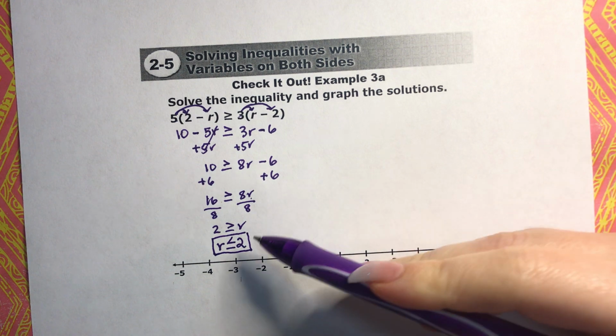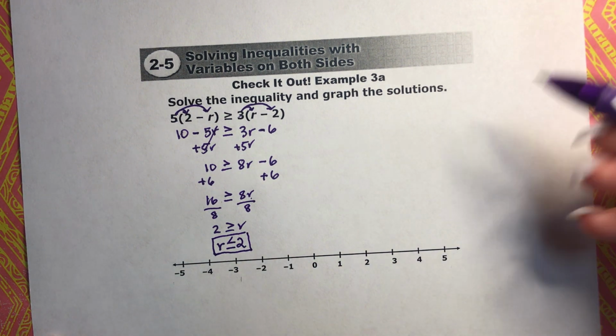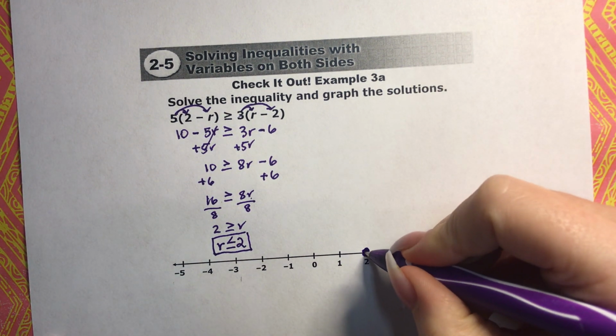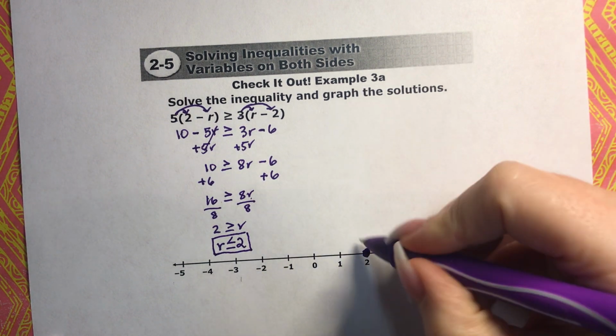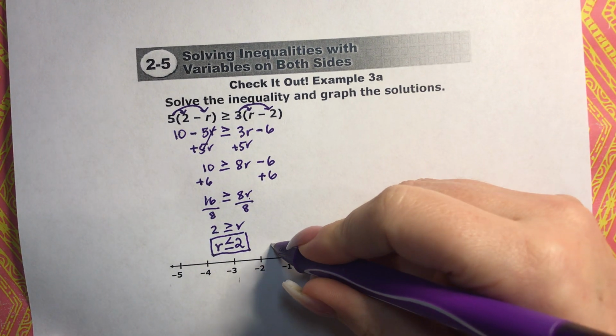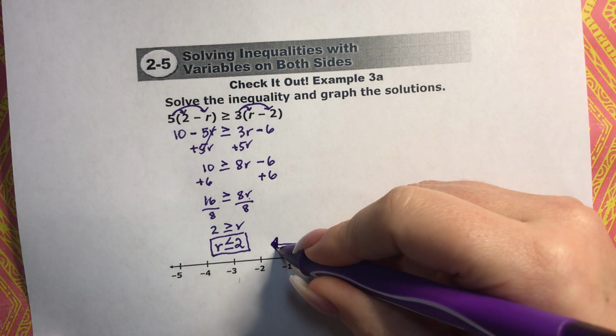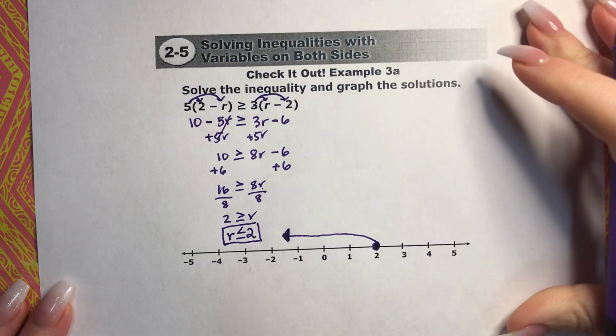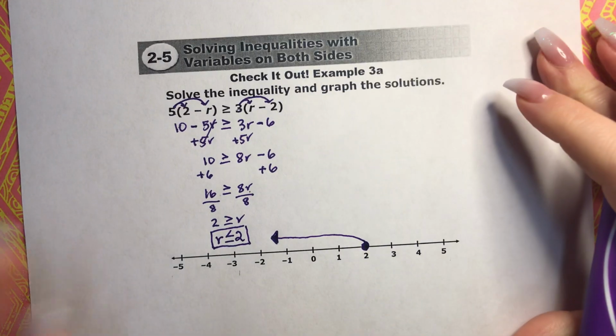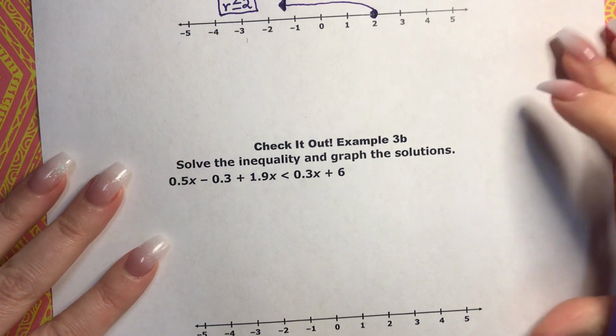So now it's time to graph. Is that going to be an open circle or a closed circle? It's going to be a closed circle, right? And r is less than 2, so it's all the numbers that are this way. Perfect. So if you got that right, awesome job. Let's go ahead and look at the second one.